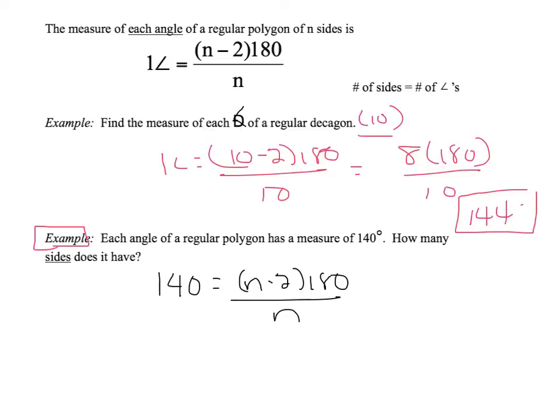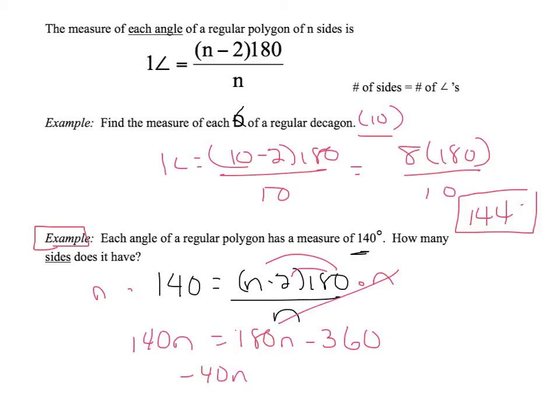Alright, so in this case, they gave you the actual angle measure, so you plugged it in over here where we have the one angle. Now if I want to solve for n, you're going to have to do some shifting. To get the n out of the denominator there, obviously you would multiply. Now I have 140n equals, if I distribute this, you get 180n minus 360. Okay, doing some simple algebra here, moving and shifting things around, we get negative 40n equals negative 360, leaving you with your number of sides being 9.